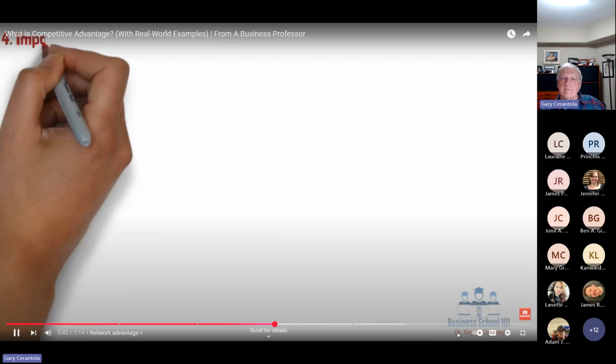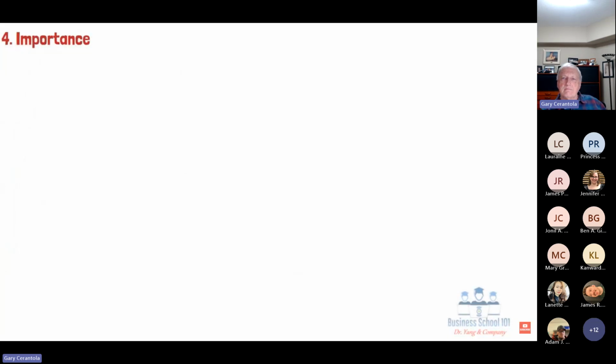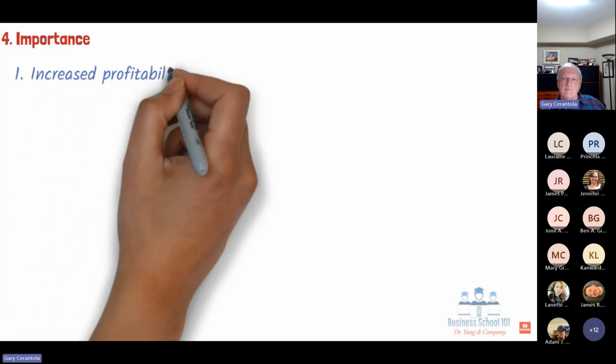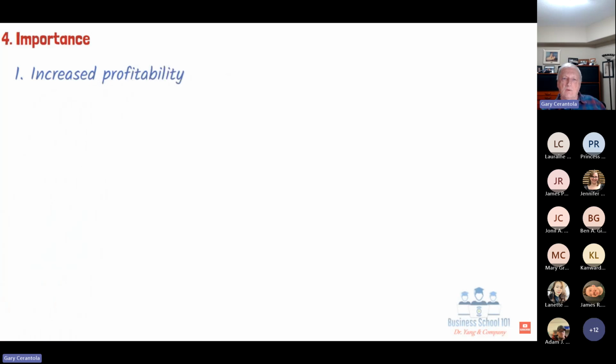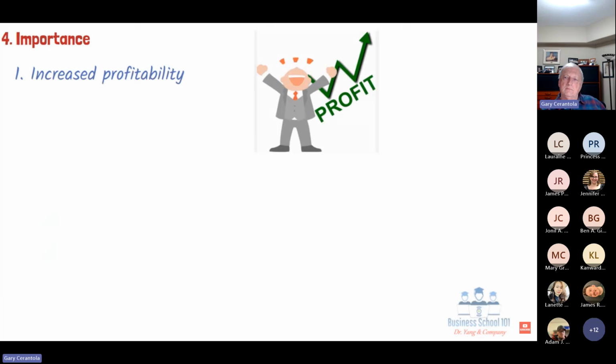Section 4. Importance. Competitive advantages are critical for a number of reasons. First, increased profitability. A company that has a competitive advantage is able to offer products or services at a lower cost or higher value than its competitors. This can lead to increased sales and market share, which can translate into higher profits.